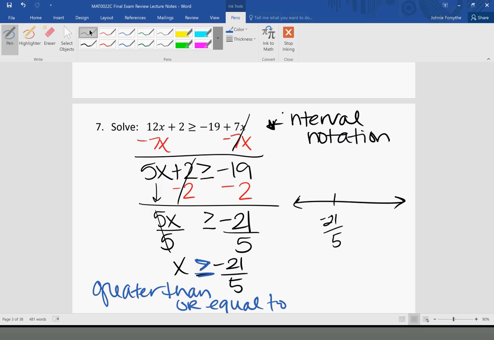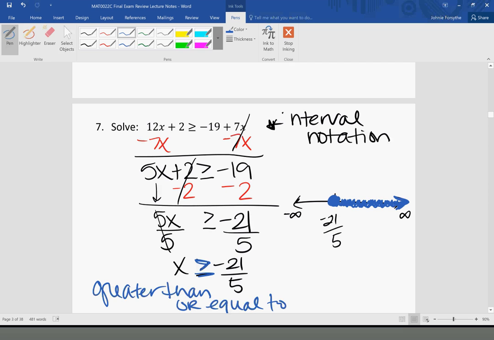So for my number line, the very left side is negative infinity. The very right side goes on to positive infinity. All the values greater than negative 21 over 5 are going to be to the right of it. So we're shading all of that all the way to infinity. And it says greater than or equal to, so we are going to include that negative 21 over 5 as well. So this is my solution on a graph, all this blue.